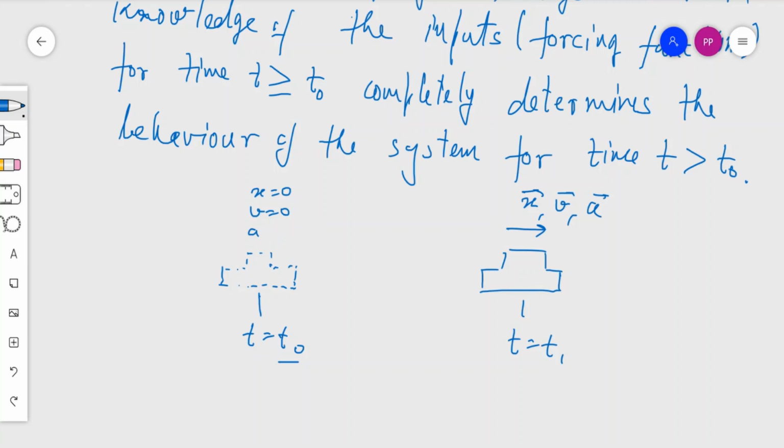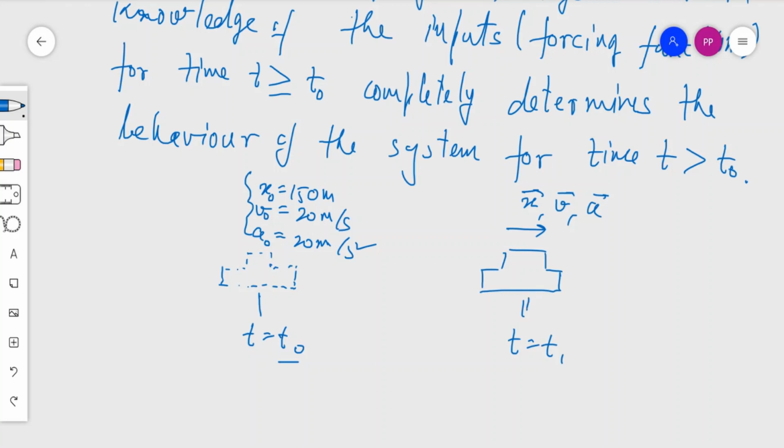It is quite possible that we have some value of x. Suppose initially the value of x equals 150 meters and velocity equals some 20 meters per second, and acceleration may be some 20 meter per second square. So we have these variables associated with the system. So these variables are all the initial values, so all are x naught, v naught and a naught at time t equals t naught.